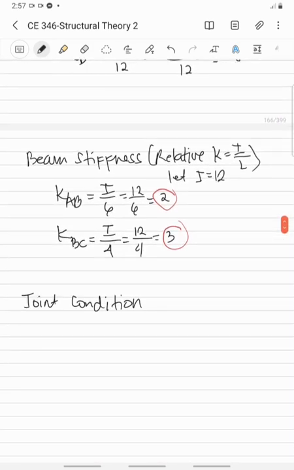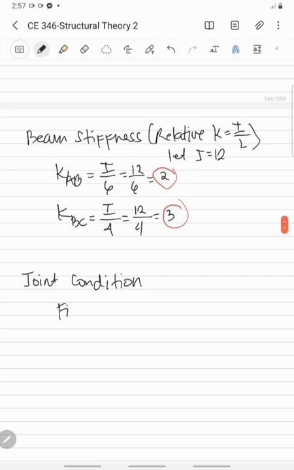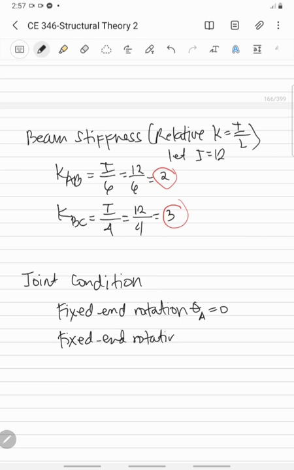So we have to write it here. For support A, we have fixed end rotation at A, that is equal to 0, and also for the fixed end rotation at C, support C, is also equal to 0.